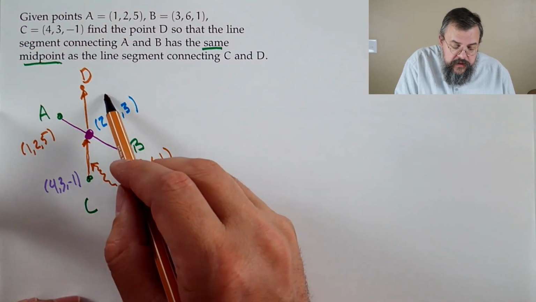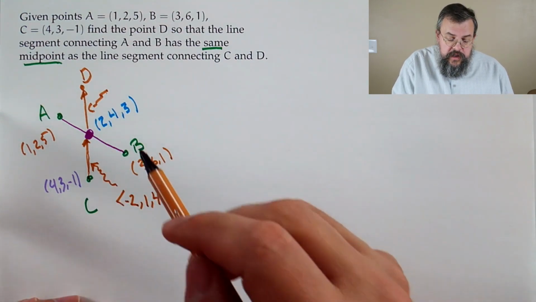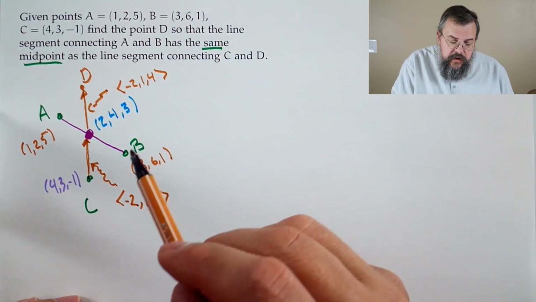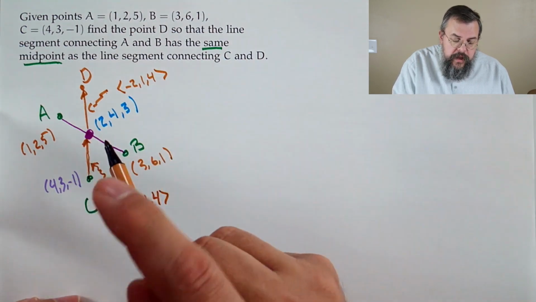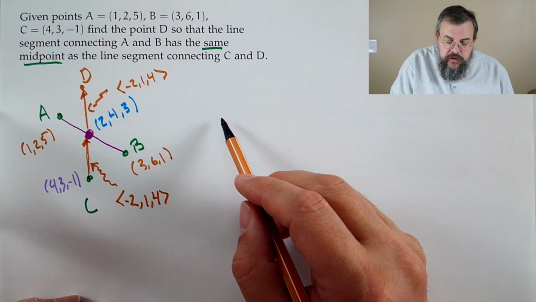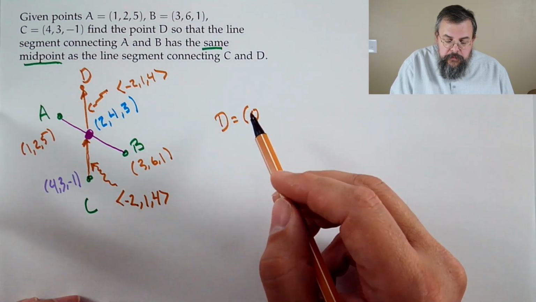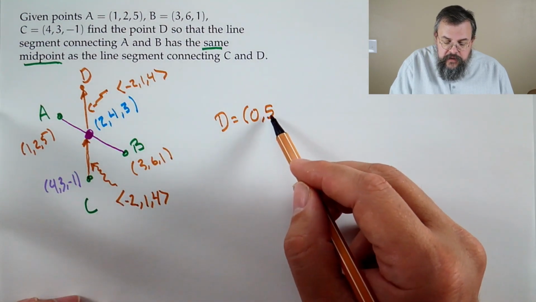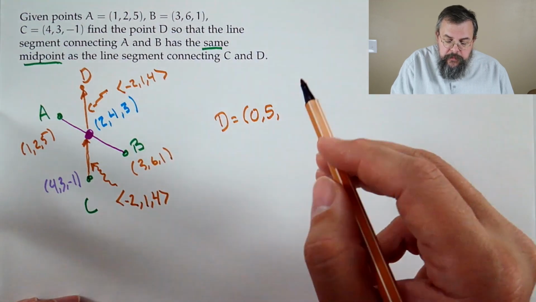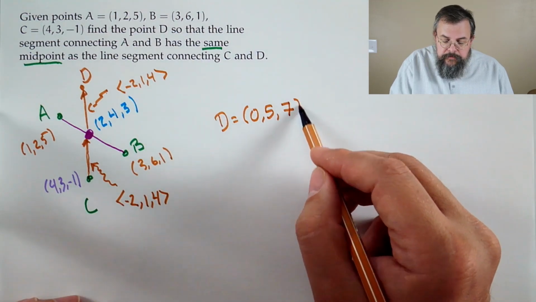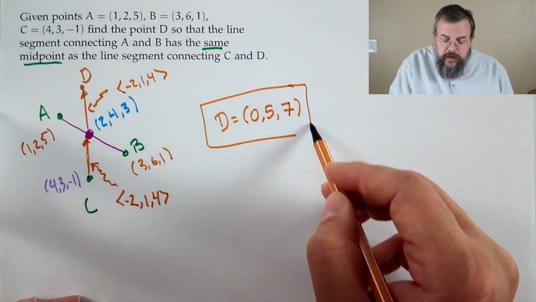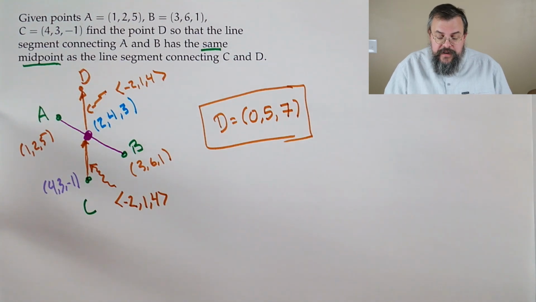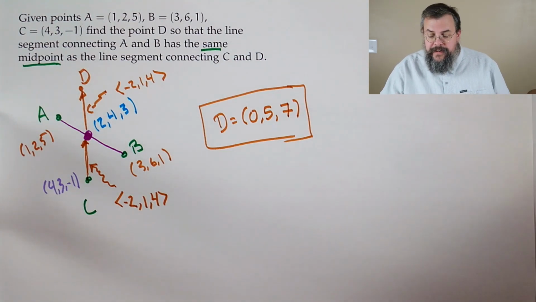Well, that means that this vector, which gets us from the midpoint to D, is the same vector, (-2, 1, 4). So starting at our midpoint, we have 2, go down by 2. So that would be 0. 4, go up by 1 would be 5. 3, go up by 4. That would be 7. And therefore, our missing point is located at (0, 5, 7). And that's it. We're done.